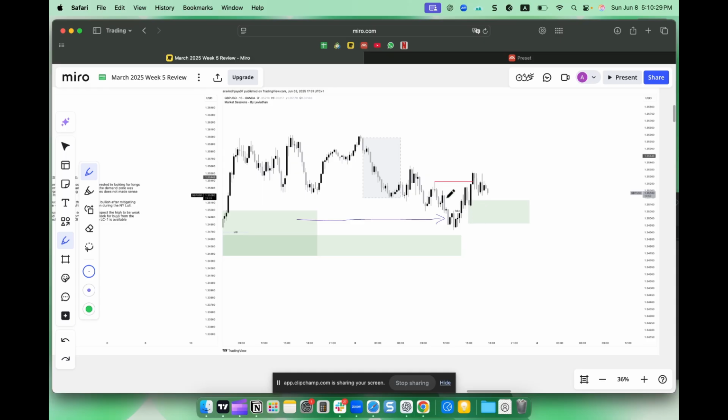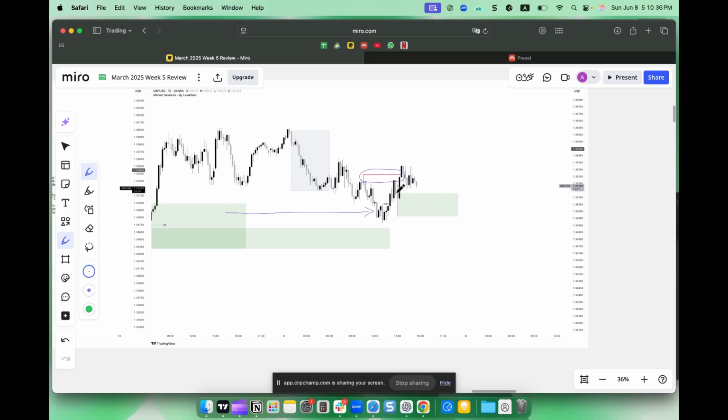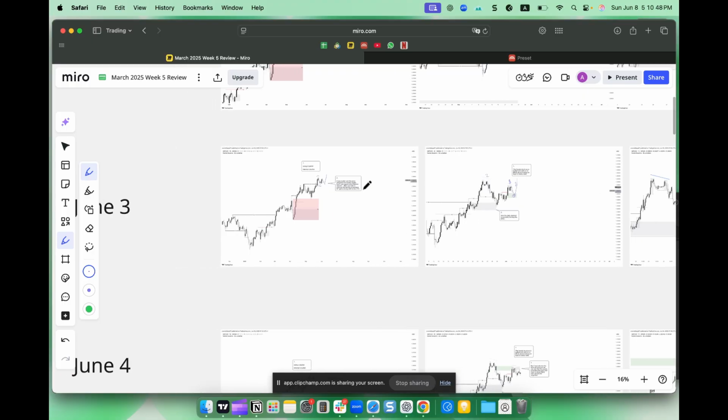And once H1 CHoCH bullish, then I tried to look for, this was the H1 POI. So I tried to look for some valid entries from this POI, which I didn't get eventually. So I had to quit. So yeah, that's another day without any trades.